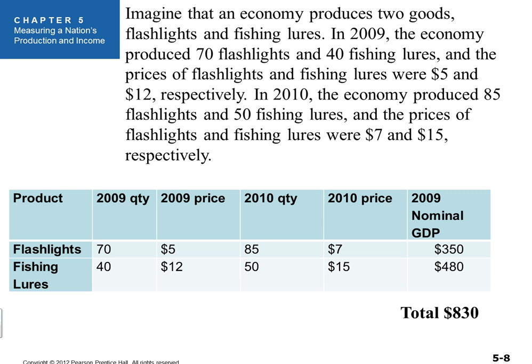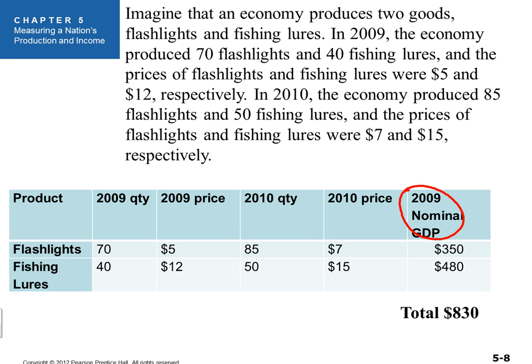Now I understand that this is a very simplified example because all we're doing is producing flashlights and fishing lures, but this will help us understand the difference between real versus nominal and why we need to distinguish between the two. Let's start out with trying to understand the 2009 nominal GDP.